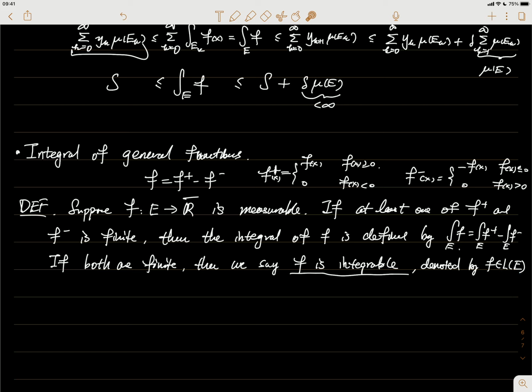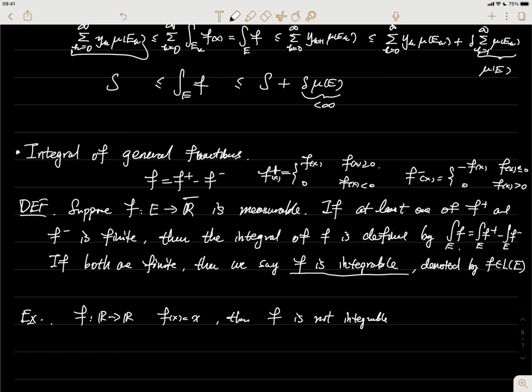Okay, so this excludes a special case. For example, say I have the function f defined as a mapping from R to R, where f(x) is just equal to x. Then f is not integrable, because the integral is not defined, since both of these are positive infinity.